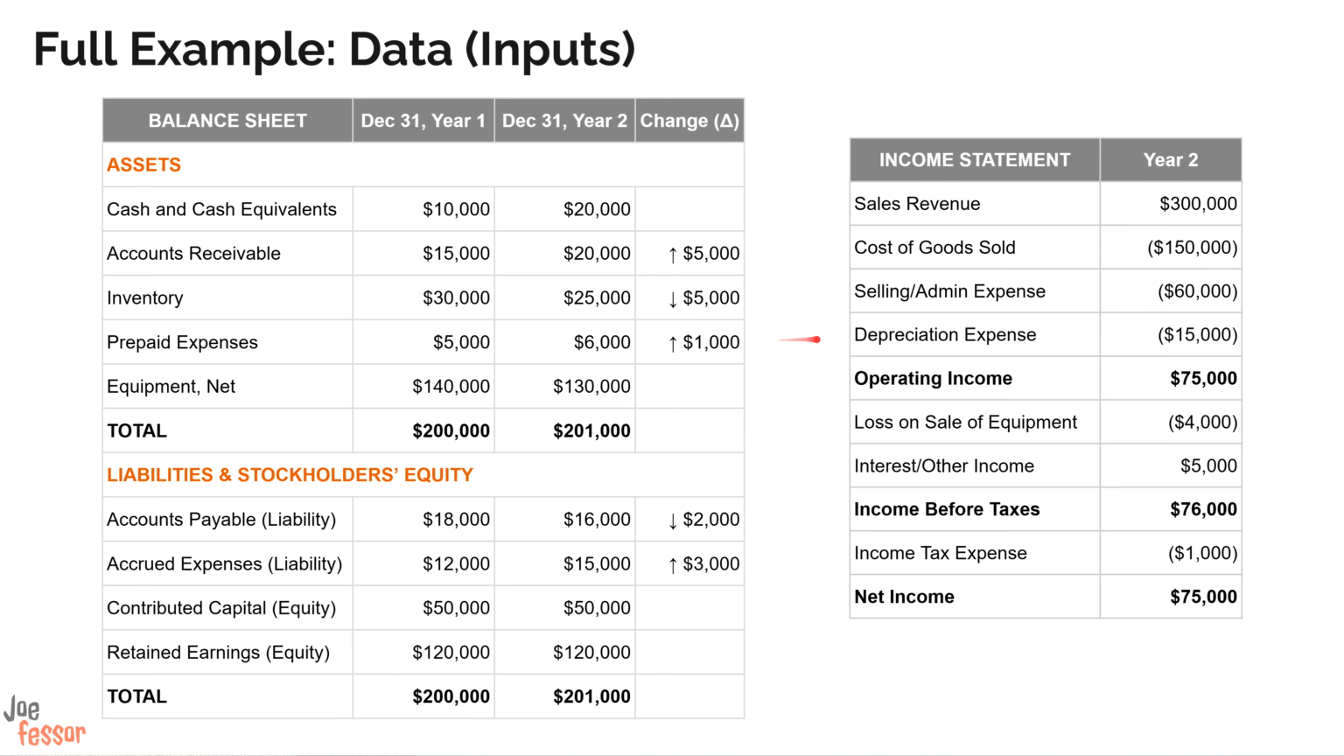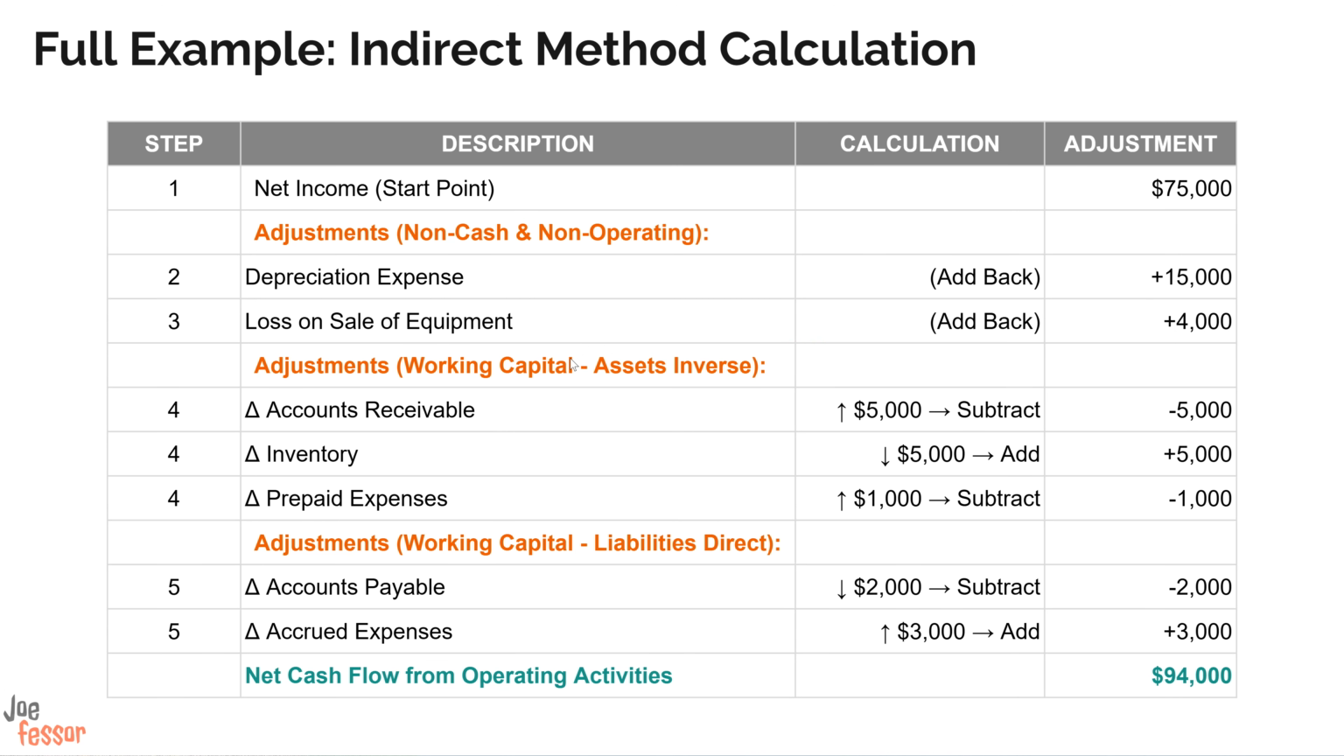We are going to use the data presented here to calculate the final cash flow figure in the next slide. Here is the final reconciliation where we put all the rules into practice to find the net cash flow from operations. We start with our net income of $75,000. This is our baseline. First, the non-cash and non-operating items: we'll add back $15,000 for depreciation, and we'll also add back $4,000 for the loss on sale.